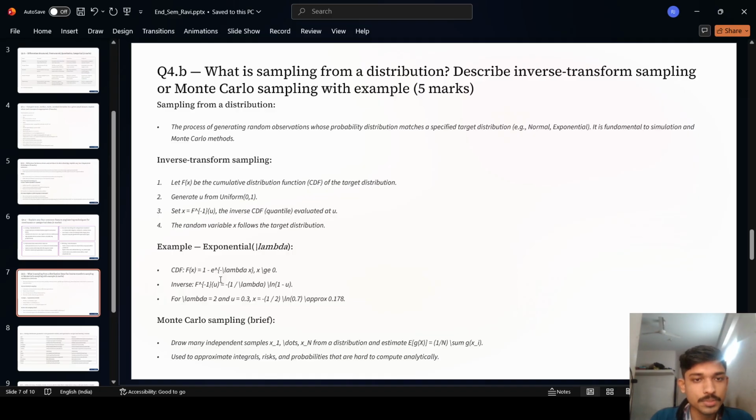What is inverse transform sampling? Let F(x) be the cumulative distribution function of the target distribution. Generate u from uniform, between 0 and 1. Set x equal to F inverse of u, the inverse quantile evaluated at u. The random variable x follows the target distribution.